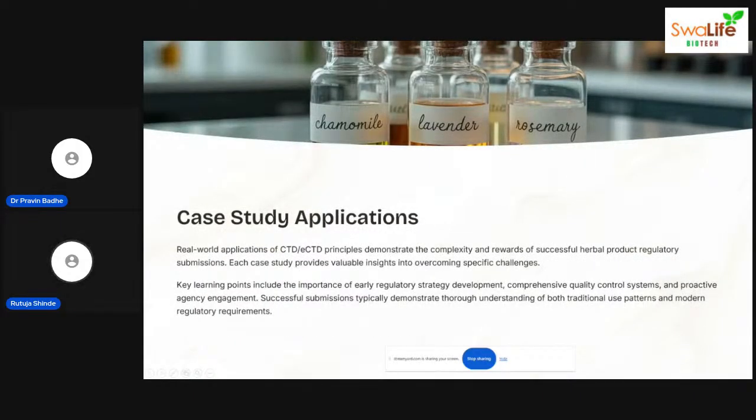Then case study applications. Real world case studies highlight how these principles play out in practice. They show the importance of early regulatory planning, comprehensive quality systems, and proactive engagement with agencies. Successful submissions often combine strong traditional evidence with rigorous modern data, striking the right balance between heritage and science.